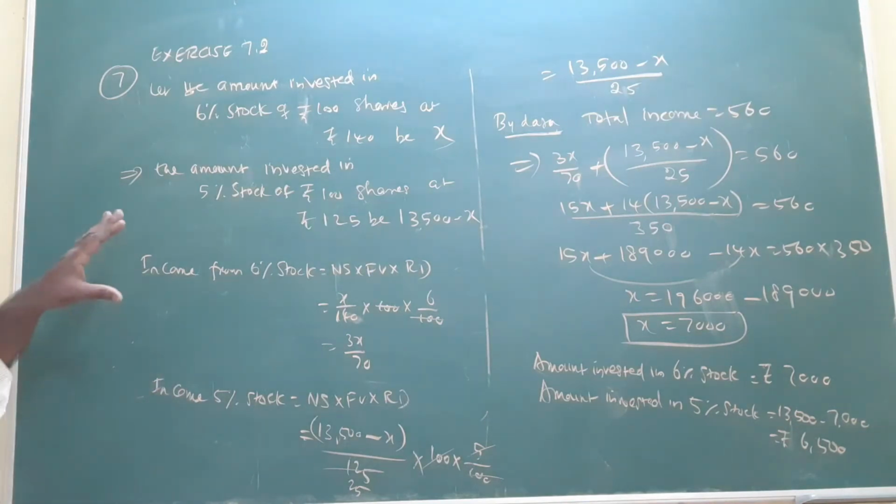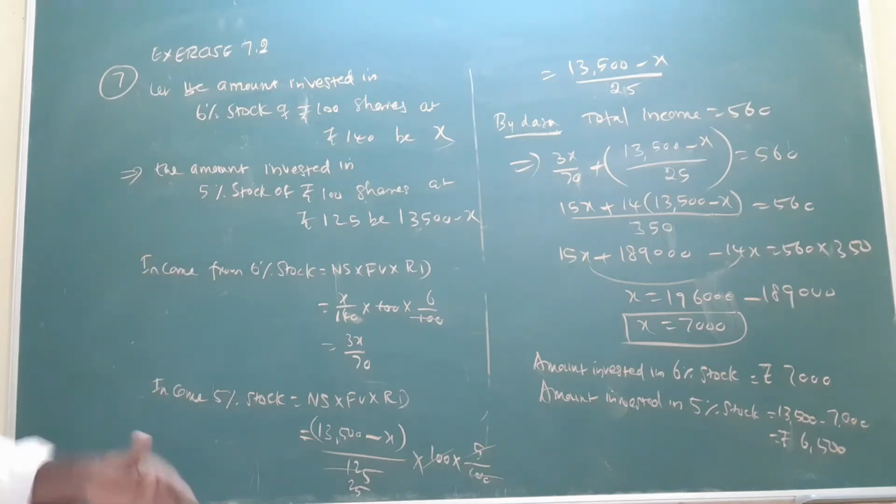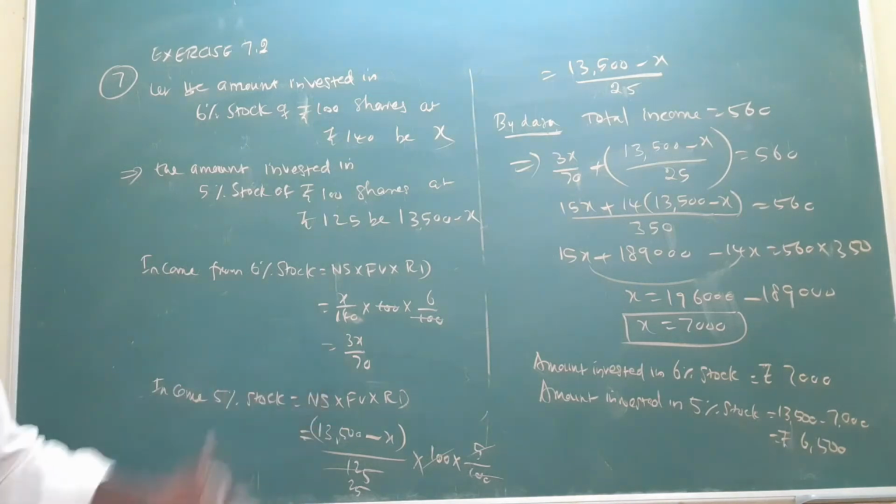But here, the same amount, same concept actually. Here, what is the amount that should be deposited? The first one and second one is asking. But anyway, use the previous idea only. By using the formula, income from the first company and second company. First company is what? 6% stock, 5% stock. That's all. The same formula.